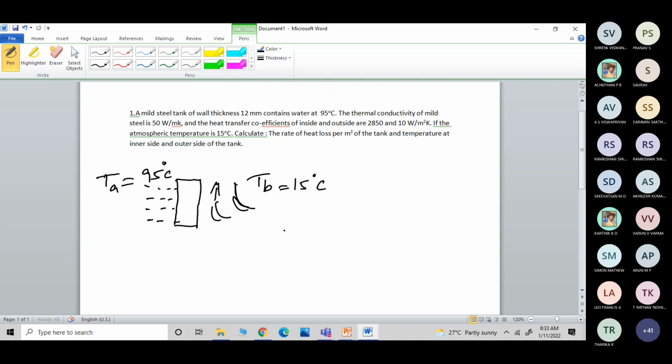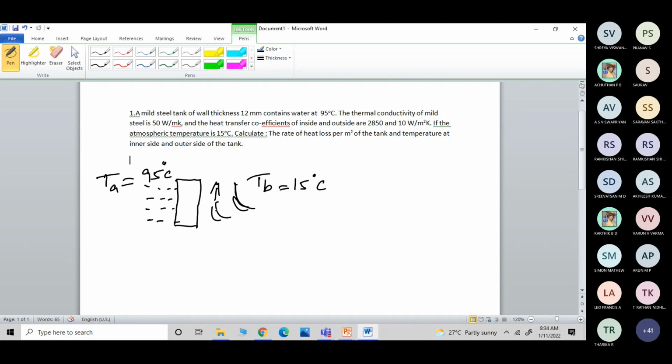Now it is going to be the temperature difference. When you substitute in Kelvin or degree C, the temperature difference will be the same. For example, 273 plus 95 is 368, and here it is 288. The difference, 368 minus 288, is 80. When you substitute the values in degrees C also, the temperature difference is 80.